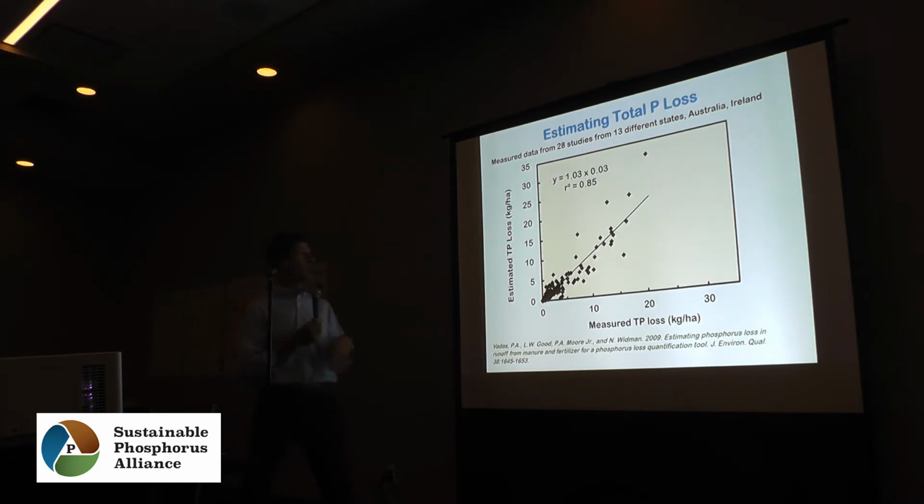And the total P loss, this is a combination of dissolved P and sediment-bound P. We tested this for lots of different situations too. I think this was about 25 different studies in the literature. We find that if we know the runoff and erosion, we have good estimates there. We can predict the phosphorus that's going with that based on our soil P dynamics.